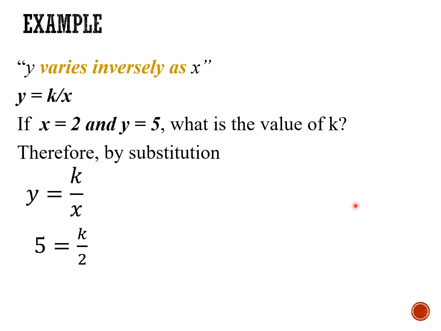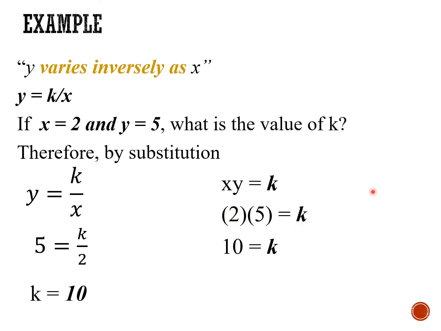Then by, very good, cross multiplication. So, k equals 5 times 2 equals 10. Or, the other solution will be k is equal to x times y, or xy is equal to k. We're going to multiply x and y. So by substitution, 2 times 5 is equal to k. Then 10 is equal to k. By symmetric property, k is equal to 10. They are both equal. Do you get it? Very good.